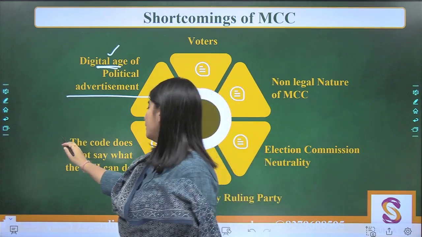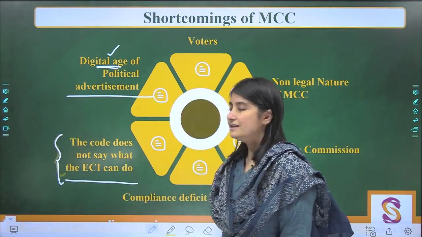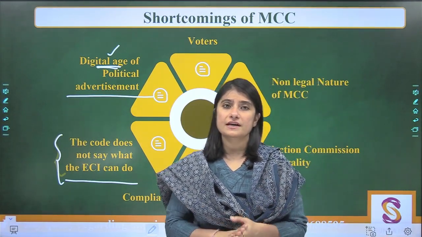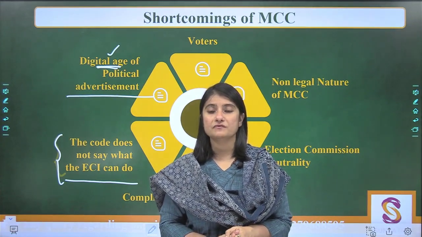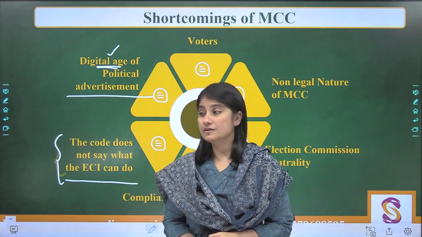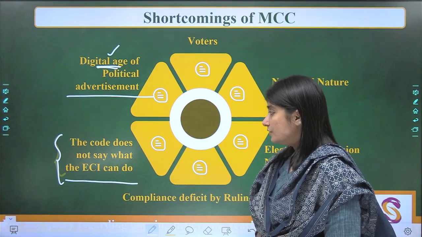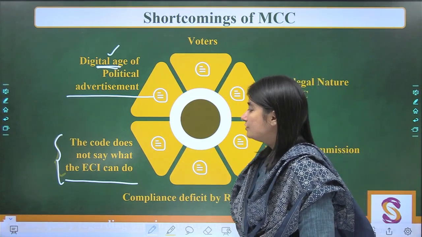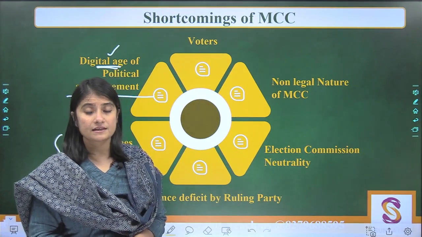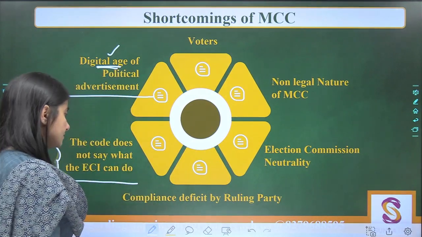Another, the code does not say what ECI can do and what ECI cannot do. So many times you would see that when elections are nearing, there would be abrupt transfer of officials from one place to another, right? So this is one of the issues which is really bothering people. Also, it does not give power to the Election Commission of India to deregister a political party or to suspend a candidate from contesting elections.